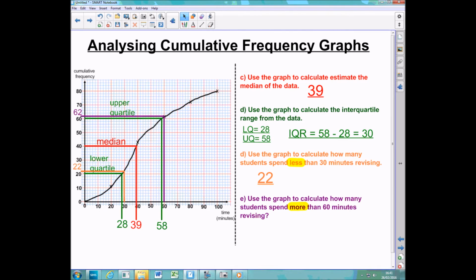Now 62 is not the people that spent more than 60 minutes revising. Okay, this 62 is going to be how many people spent less than 60 minutes revising. So in order to actually find out how many people spent more, I'm going to have to take this away from the total number of people, which is 80. So I need to do a little calculation here. So 80, take away 62 is my answer, which is 18. So 18 people spent more than 60 minutes revising.